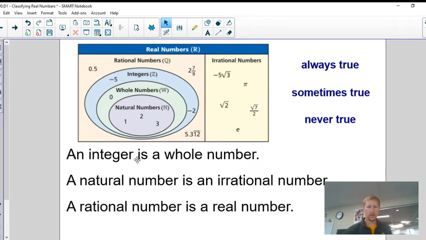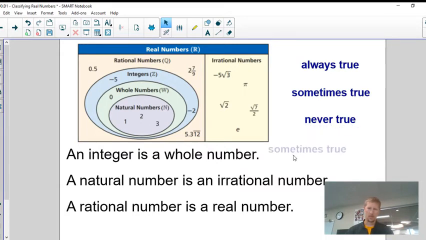Next, we want to take a look at the three statements below and decide, is it always true, sometimes true, or never true? This is similar to what you'll do in your homework today. An integer is a whole number. So let's see, integers are the big circle. Whole numbers are inside of that circle. So the statement, an integer is a whole number, well, it is at least sometimes true, but is it always true? Are all integers whole numbers? And the answer there would be no.